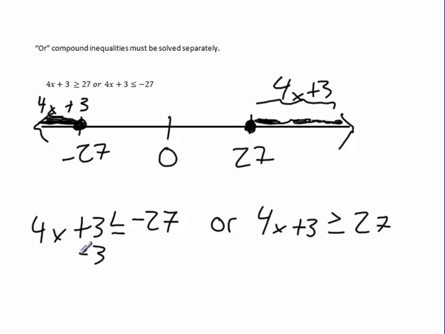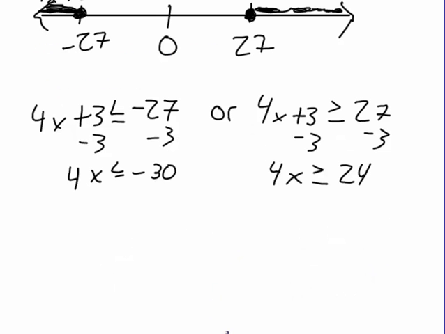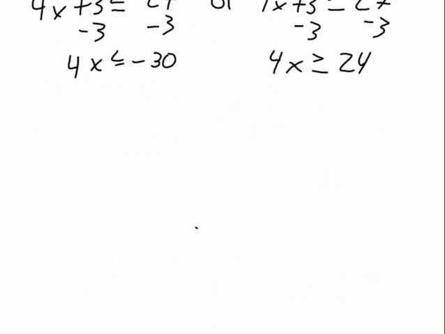Okay, we can subtract 3 from all sides here, and I'm going to do both inequalities at the same time. Now I have 4x is less than or equal to negative 30, and I have 4x is greater than or equal to 24. All right. Now we can continue solving for x by dividing everybody by 4.